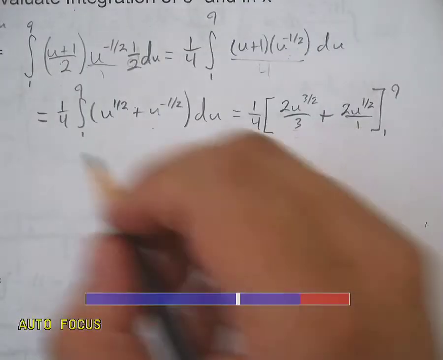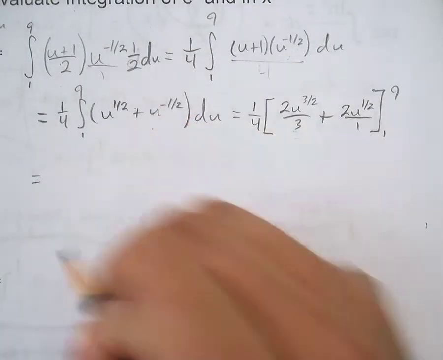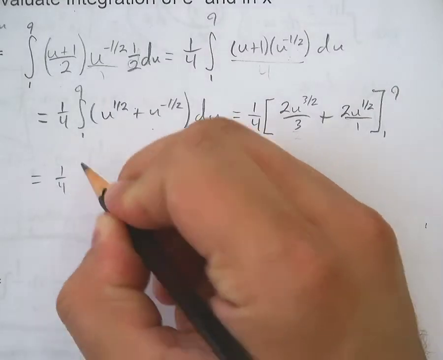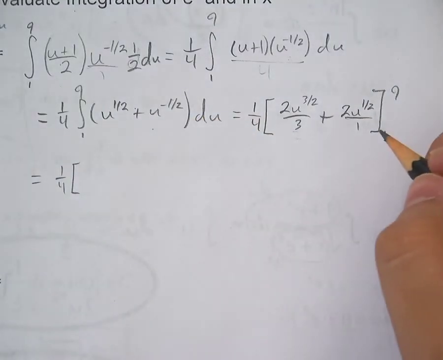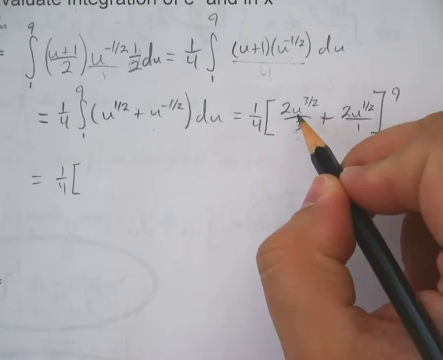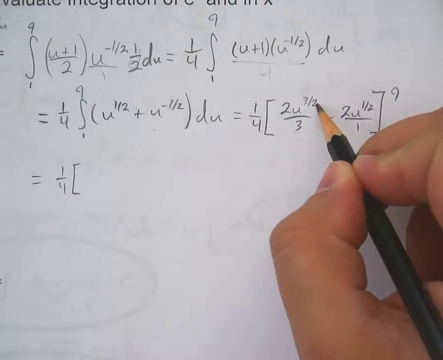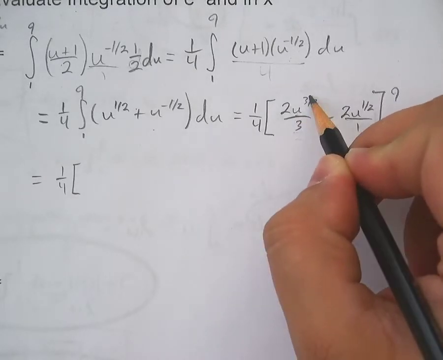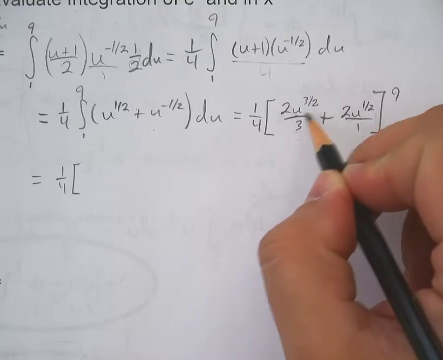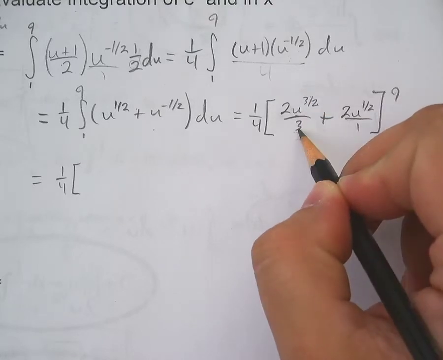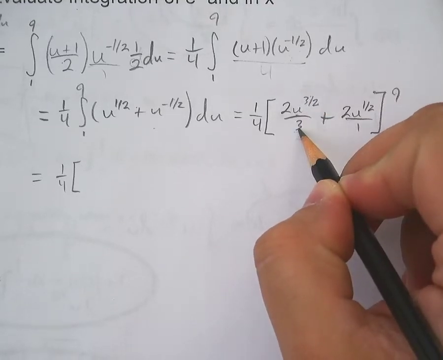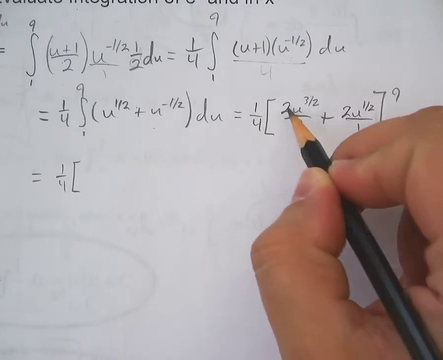All right, so let's see what we get here. I've got the 1/4 still out front. And this is going to be plugging in 9 first. We've got 9, square root of 9 is 3. 3 cubed is 27. Divided by 3 again is 9. Times 2 is 18.